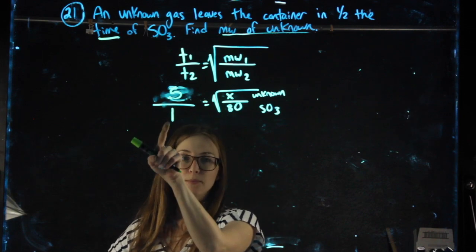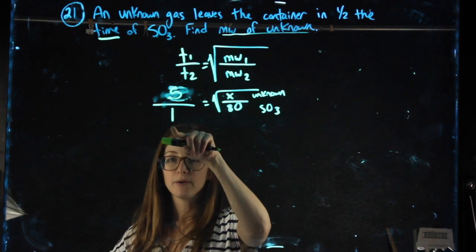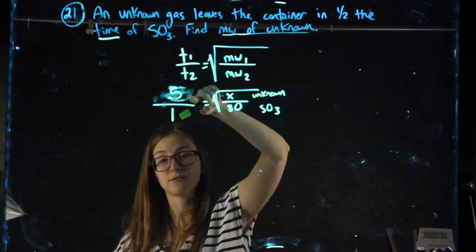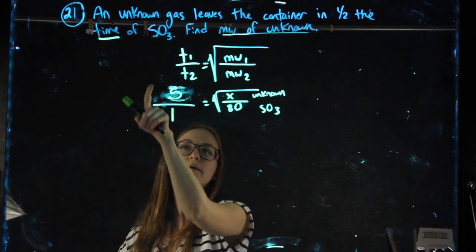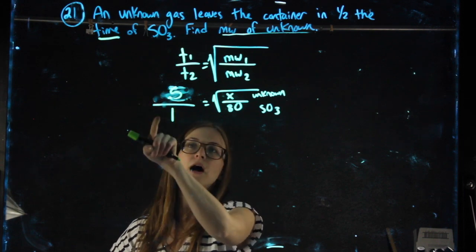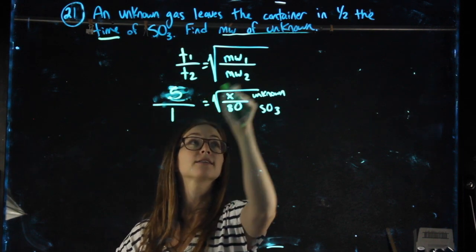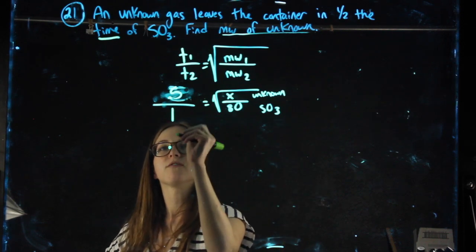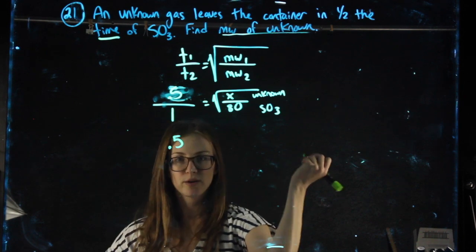You could have made up any number you wanted for SO3's time, as long as for the unknown's time, you used half of that number. So if I wanted to put 100 here, put 50 there. If I put 2 here, I'd put 1 there. I just need to make sure that the unknown gas is half the time of the known. In terms of solving this, 0.5 divided by 1 is just 0.5.